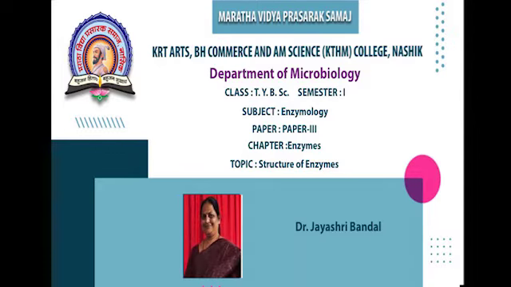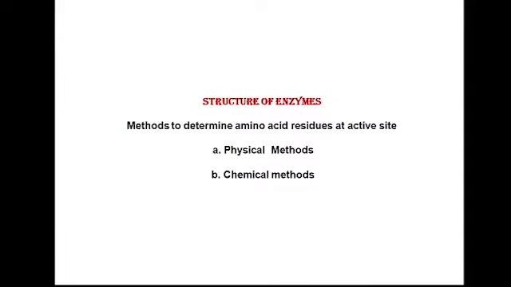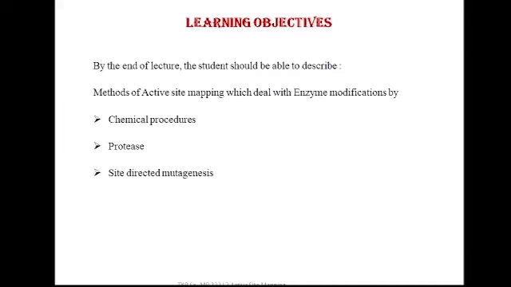We are going to start this course with topic 1, namely enzymes. Topic 1, unit 1 contains the structure of enzymes, with special reference to the methods that are used to determine the amino acid residues at the active site. These methods can be categorized into two types, physical methods and chemical methods.